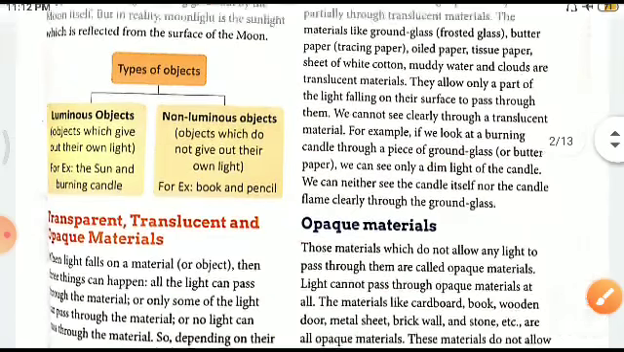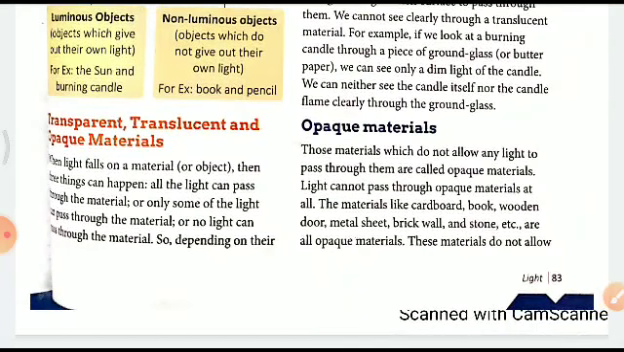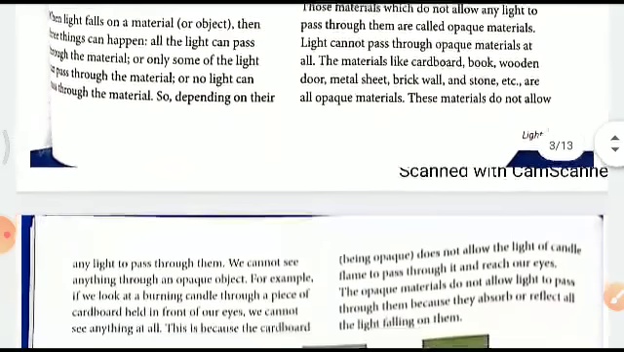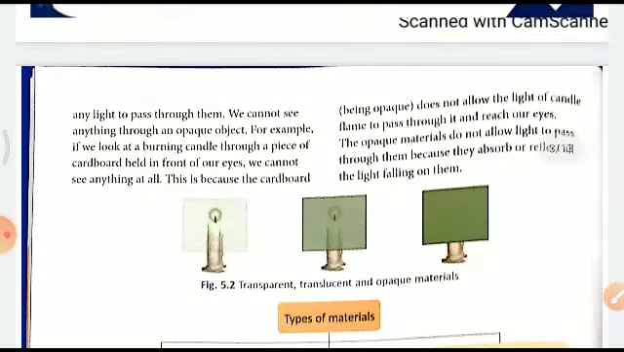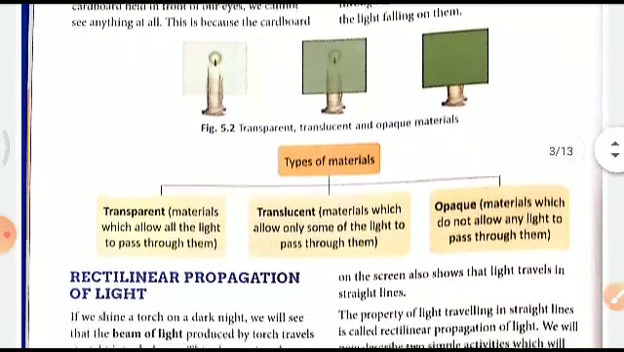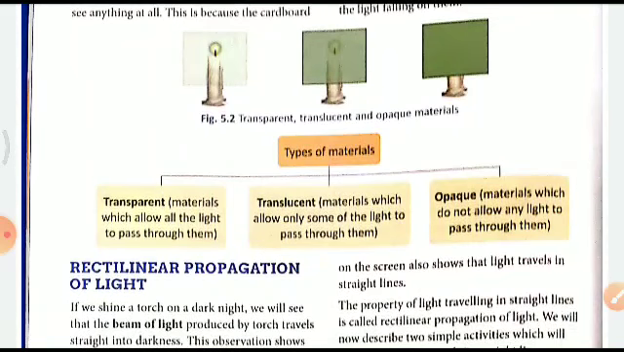And then we have the opaque materials. Those materials which do not allow any light to pass through them are called opaque materials, like wood or cardboard. Now, this chart shows transparent, translucent and opaque materials. Transparent allows light to pass through them; translucent allows only some light to pass through them; and opaque does not allow any light to pass through them.